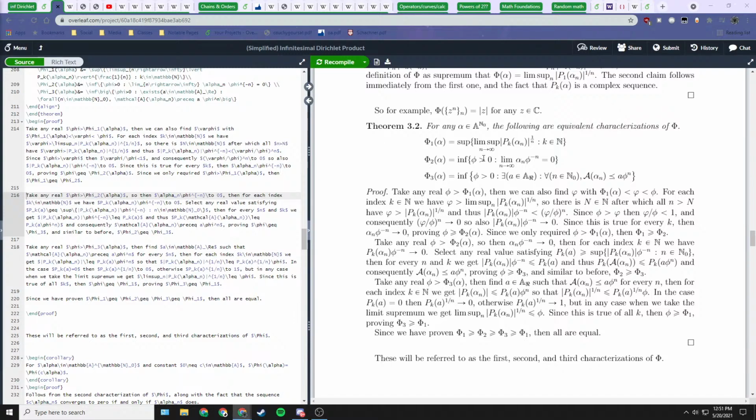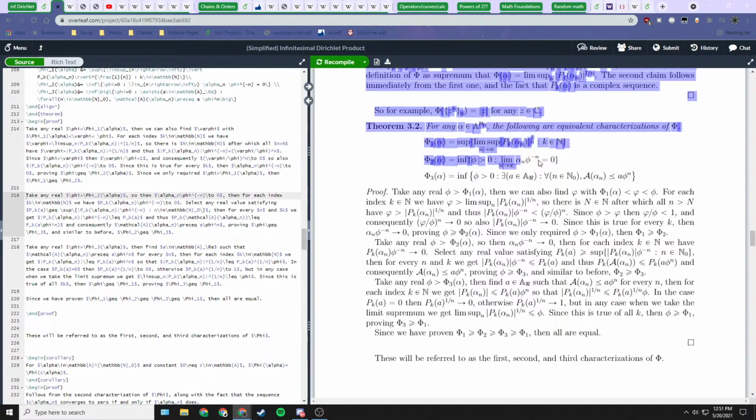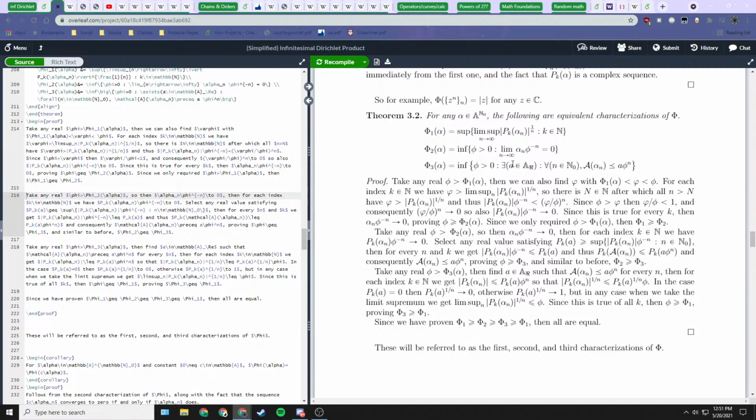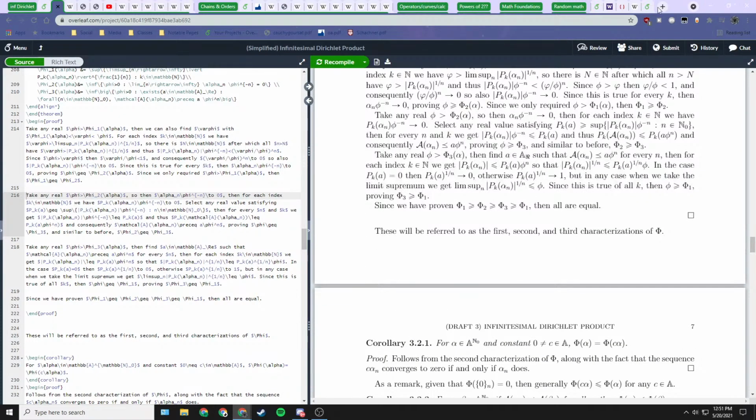So now that we have all these three characterizations are equal, we can sort of use these however we want. So this first one, again, this is the root test on each index. The second one is the smallest phi, the infimum of phi, where this limit tends to 0. And the third characterization is, can we find some coefficient so that this series can be bounded by just this coefficient times some geometric term. So all these three are equivalent. So whenever we want to use these in proofs, we'll just refer to them as the first, second, or third characterization of this phi function.